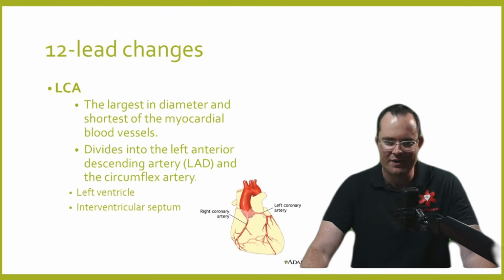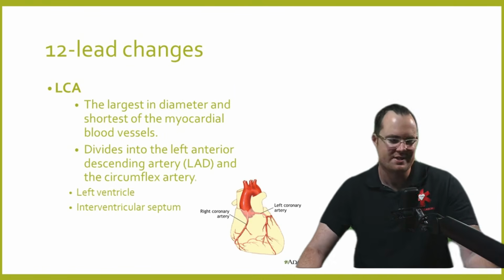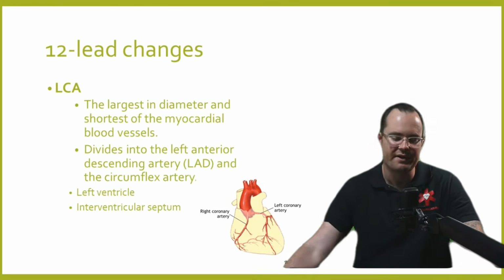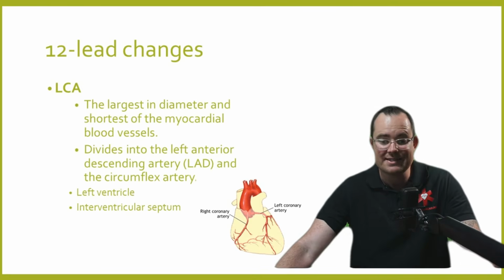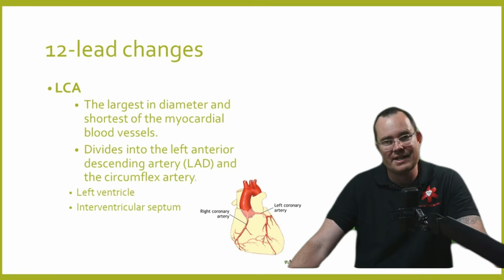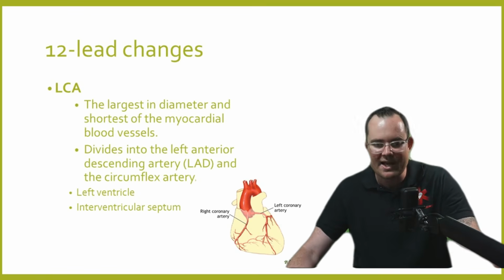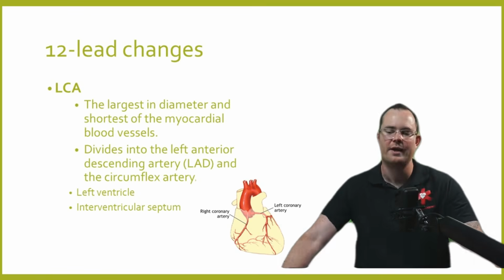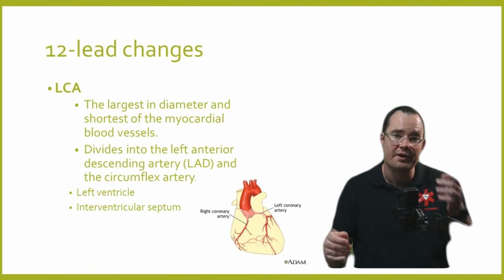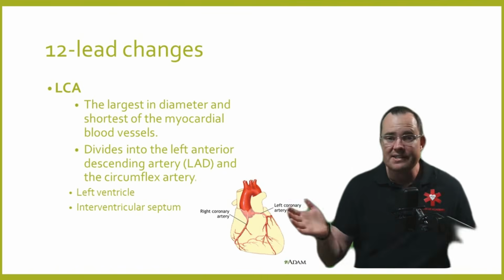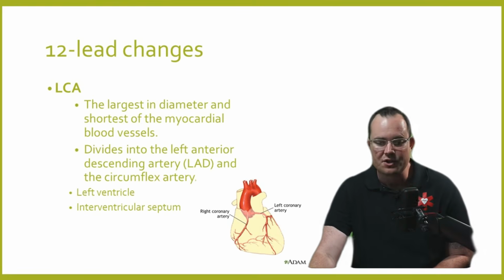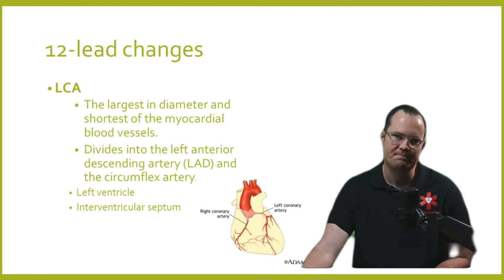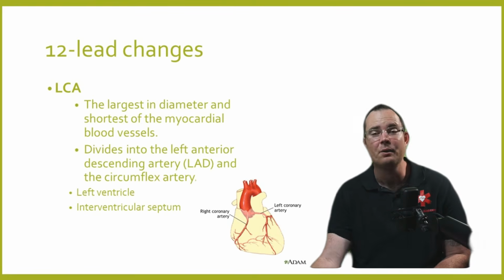Now, the larger of the two. This is the largest of the coronary blood vessels. It divides into the left anterior descending, the LAD, and the circumflex. So it branches off into 2 other coronary arteries. What it feeds in the heart is the left ventricle and the septum. The left ventricle is the big one, right?